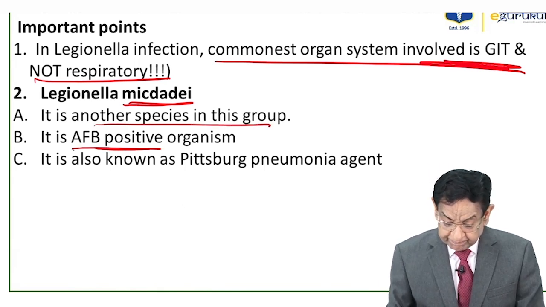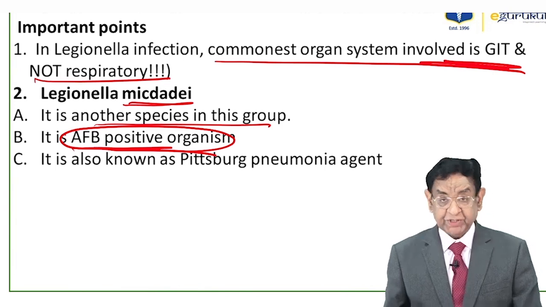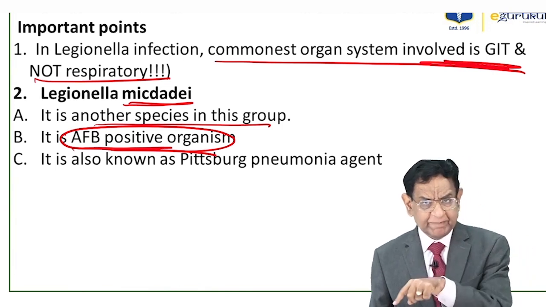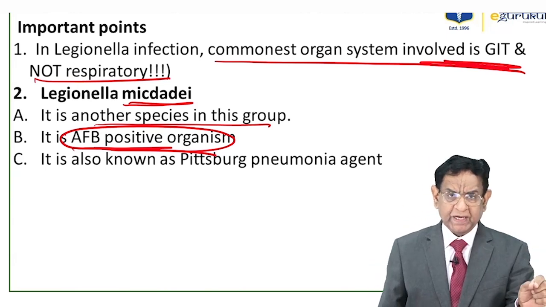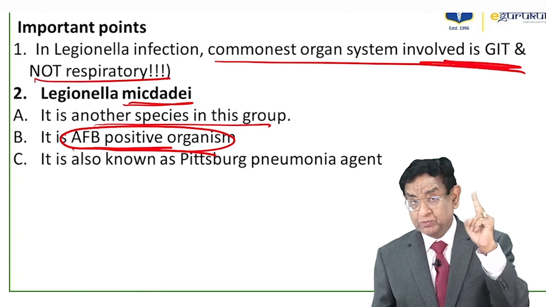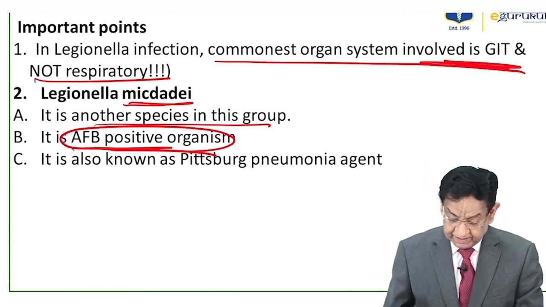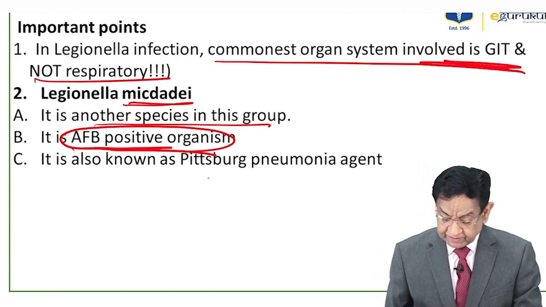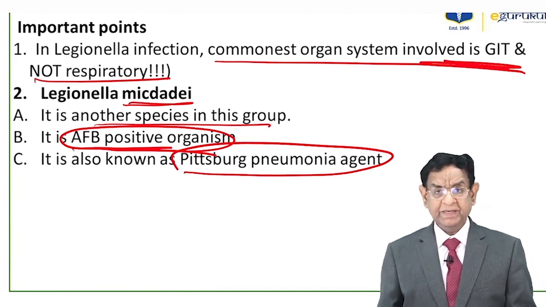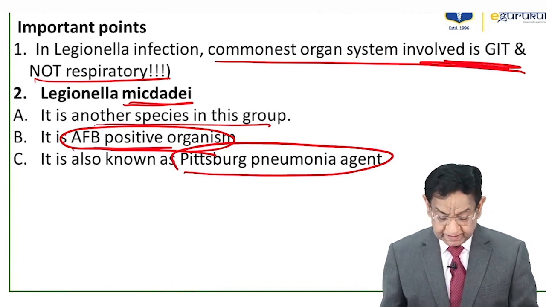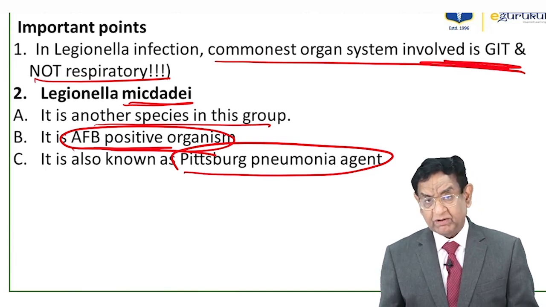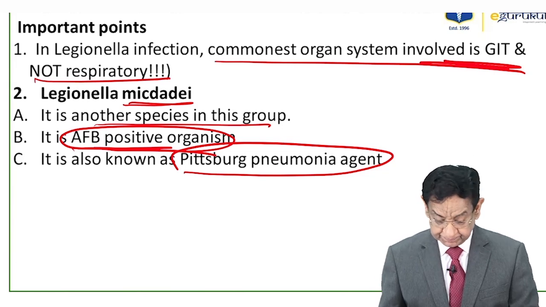It is an AFB positive organism, something unique. The unique feature is it's a Legionella, but it's an AFB positive Legionella pneumonia. The key factors were water tank and hyponatremia, two key factors which really indicate here. And it can cause the so-called Pittsburgh pneumonia. Additional point: Pittsburgh pneumonia is caused by Legionella, and micdadei is the one organism which is involved in this.